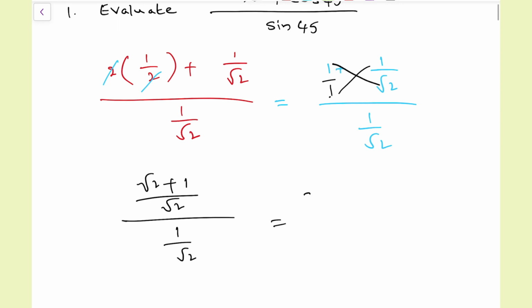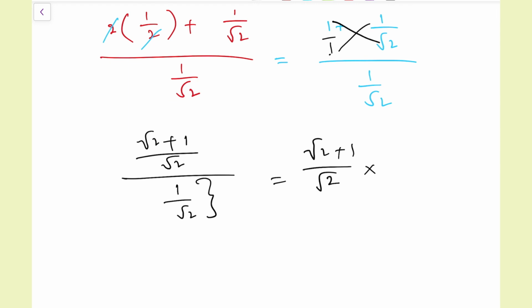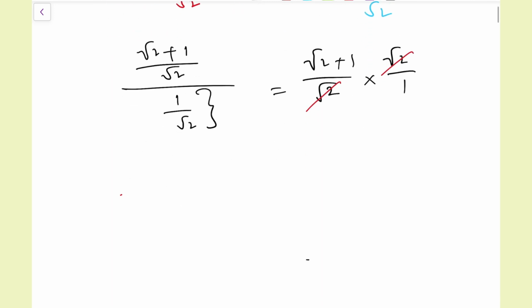So the numerator we write as it is, root 2 plus 1 divided by root 2, into the reciprocal of the denominator. 1 by root 2 reciprocal is root 2 by 1. So here root 2 will get cancelled, then the remaining part is our answer, root 2 plus 1 divided by 1. In the denominator 1 doesn't have any value, so we can remove that 1. So our final answer will be root 2 plus 1.